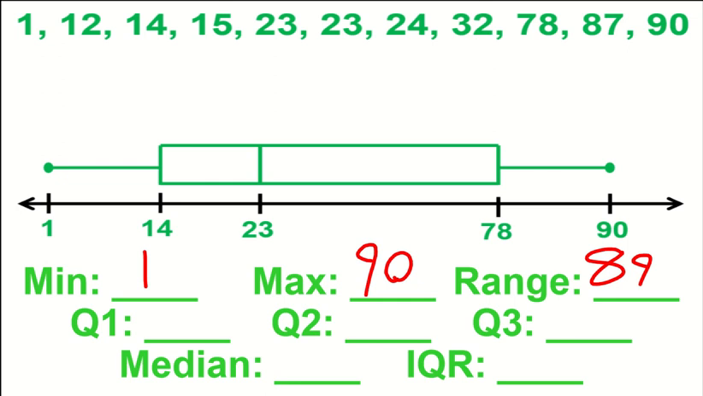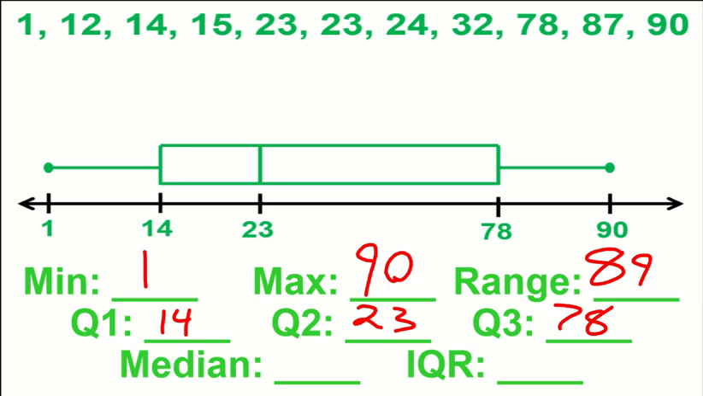Which one's Q1? 14 is Q1. Q2? 23 is correct. Q3? All right, you see what those are? Those are the vertical lines on the box, right? So the box has 3 vertical lines. That's Q1, Q2, Q3. Everybody clear on that?